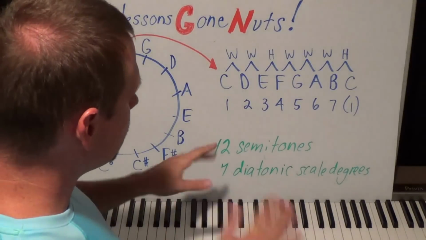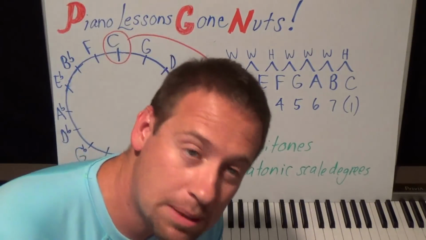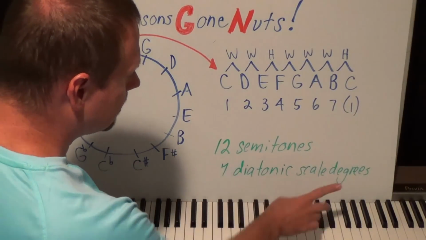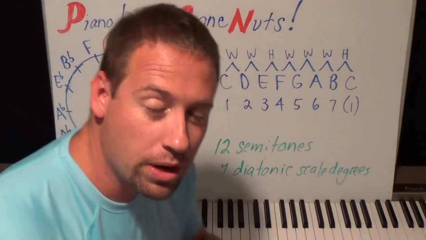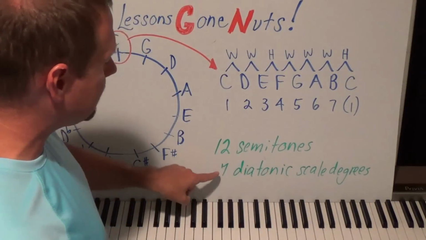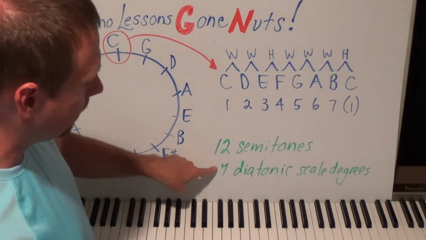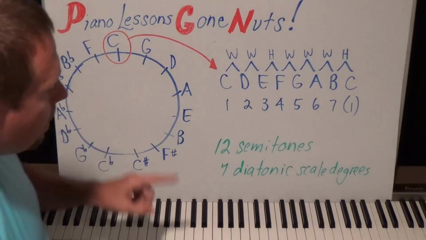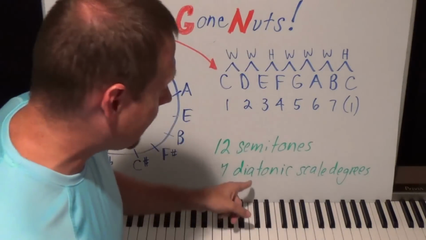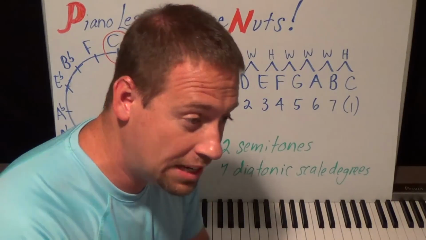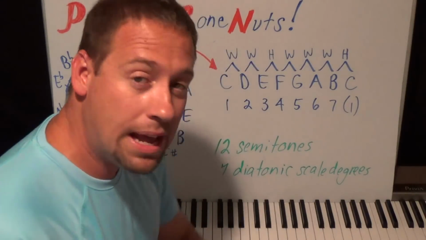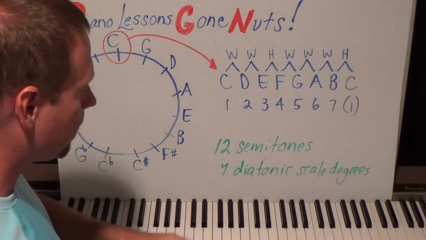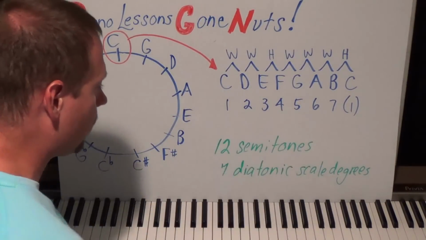So 12 semitones. Out of those 12 semitones, we will take what we call 7 diatonic scale degrees. When we're in a key, the key of C, for example, we're going to have 7 letters that we use, 7 diatonic scale degrees. And I could pick another key. Any one of these I want to pick, they're all going to have 7 diatonic scale degrees. Now, they're all going to be a different set of 7 letters, but they'll all have 7 because the music that we play is based on 7 letters.